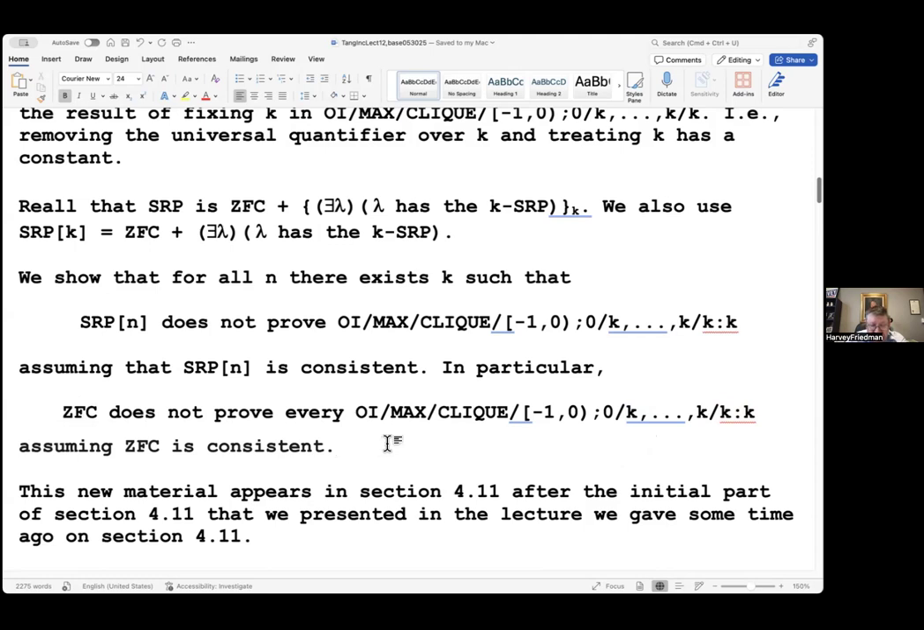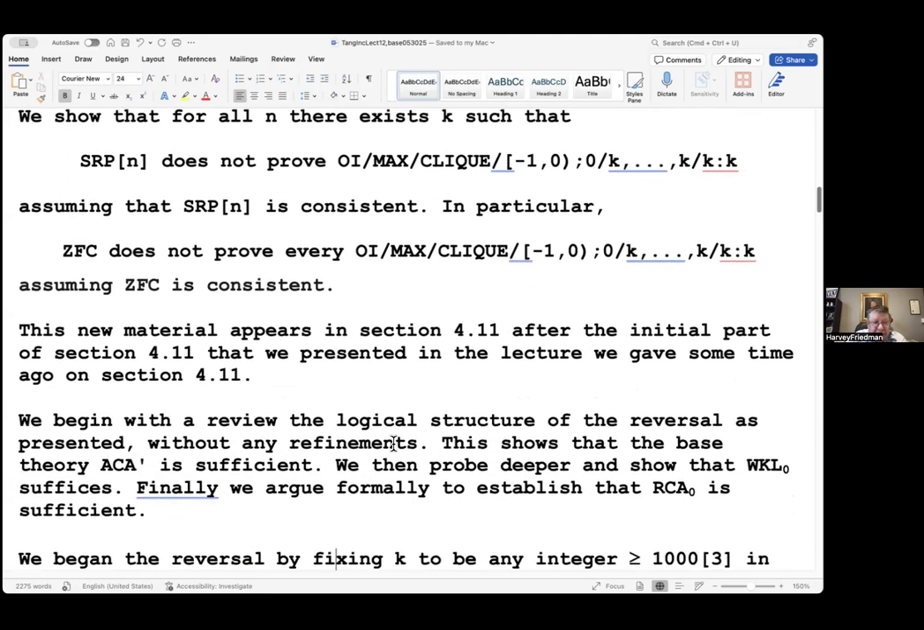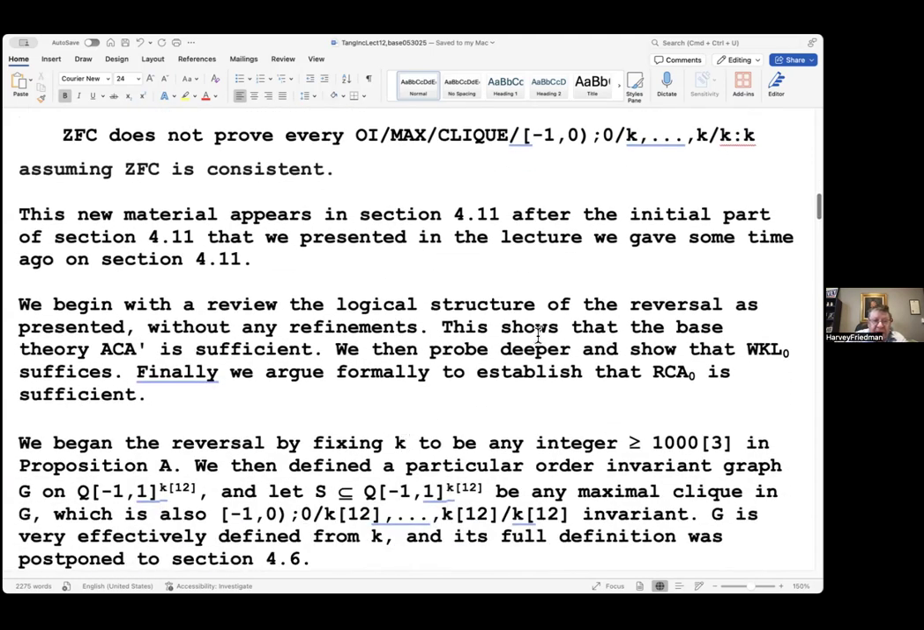But that's not for today. That's positive results. Okay, now this new material appears in section 4.11, and I think that the 4.11 section that's on the web page now was cut off before this material because I didn't talk about it at the time. But it actually appears in the manuscript, chapter 4, after we finish the reversal. I then take up the issues that we're talking about today, connected with the base theory.